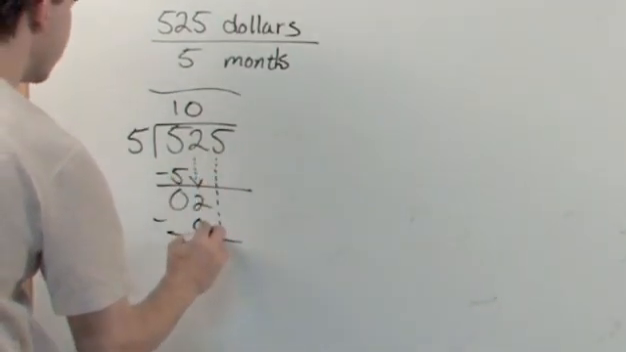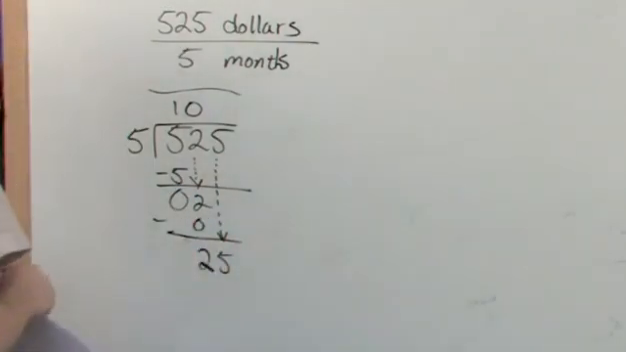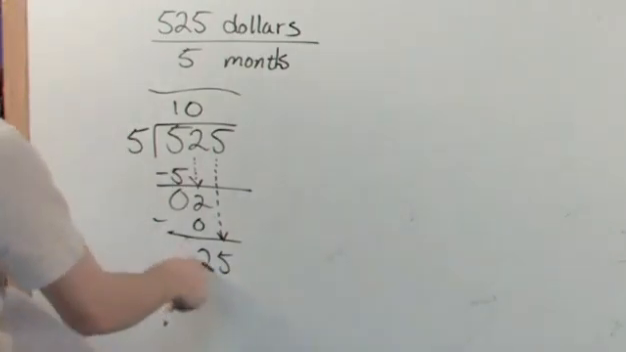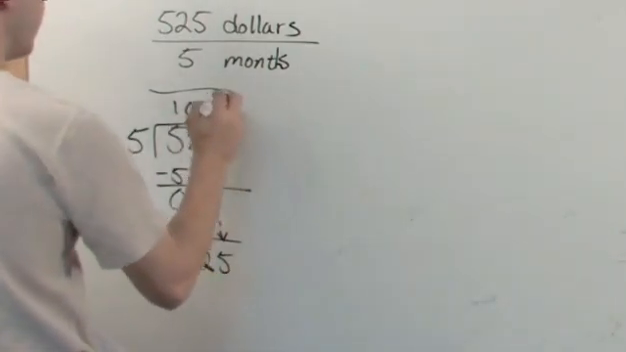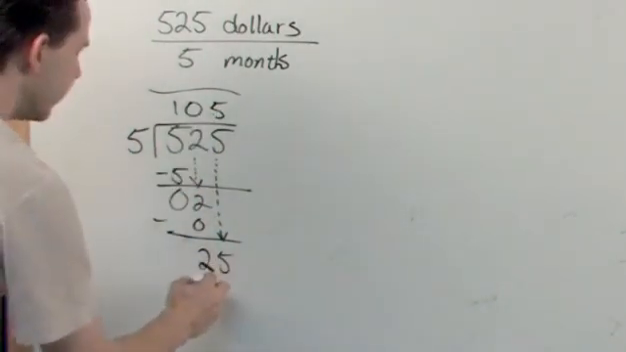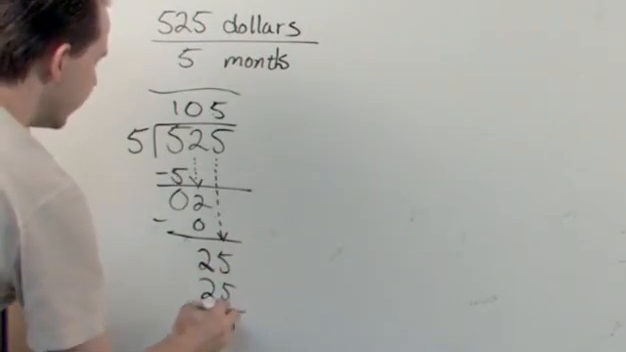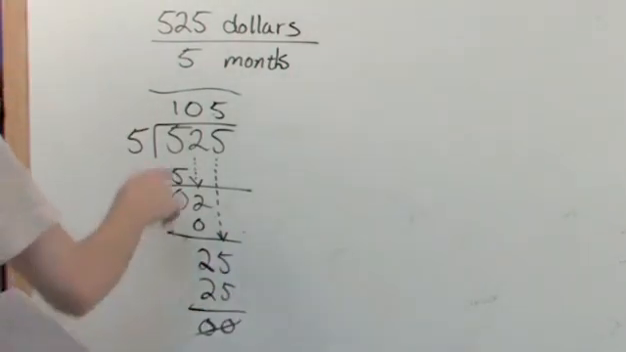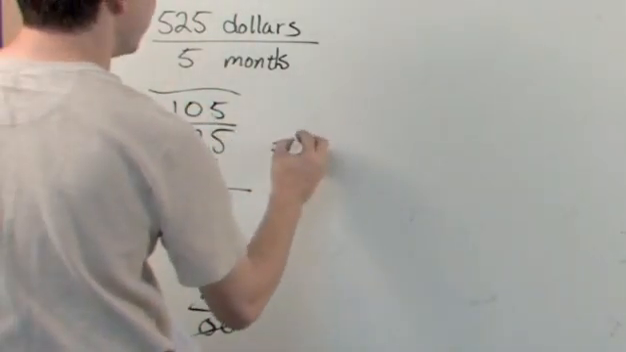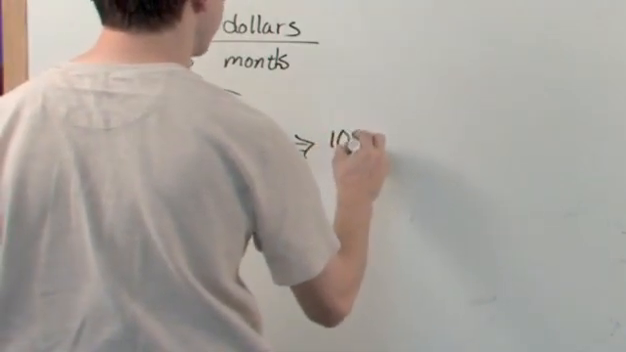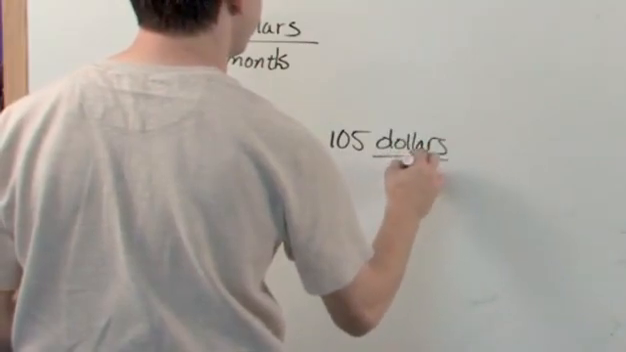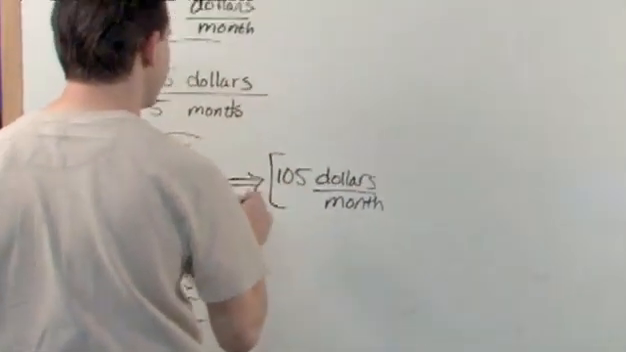Now I've got to drop down the next column. Now you have to ask yourself, how many times can 5 go into 25? Well, it can go 5 times using your multiplication tables, because 5 times 5 gives you 25. You subtract, you get 0, so the remainder is 0. So 5 can go into 525 105 times. What this is saying is that you must pay him $105 per month. And how did I know it was $105 per month?